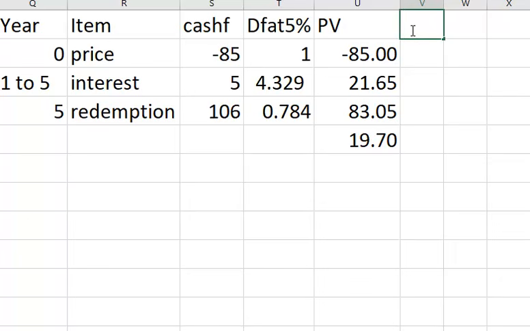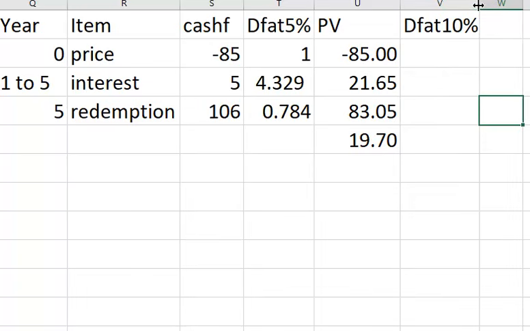Right? Let's try 10. The best way of doing this is to try a discount factor which is higher. If 5% is giving us a positive answer, let's try a bigger rate which can give us a negative. So discount factor of 10% in year 0 is always 1, remember. Let's calculate the annuity factor.